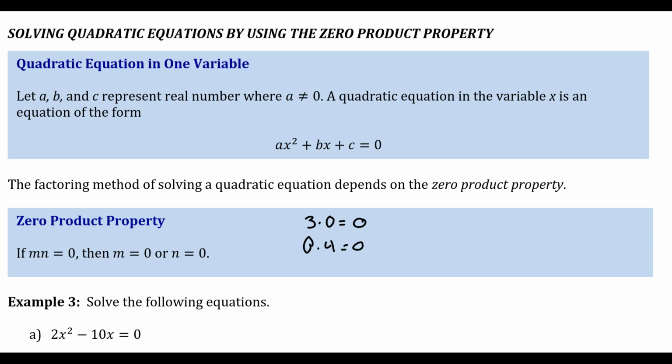So a lot of these quadratic equations are going to give me two possible answers for x, which makes sense because I have an x squared in there. So there are two possible numbers that will satisfy this equation. So let's look at an example.